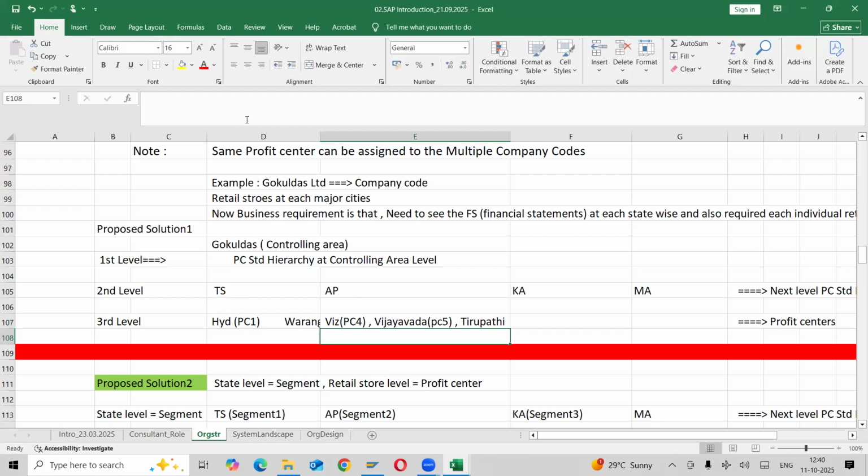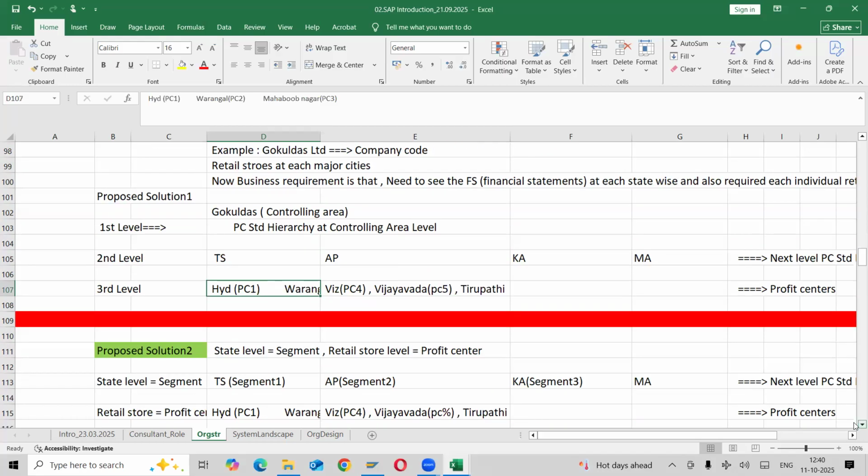Like this we are having. Karnataka is again different. So we need to design accordingly, based on the client requirement, right? They want a state-wise report as well as a city-wise report. State-wise report we can consolidate here, and city-wise we can generate here. Next one. So how are we going to propose?